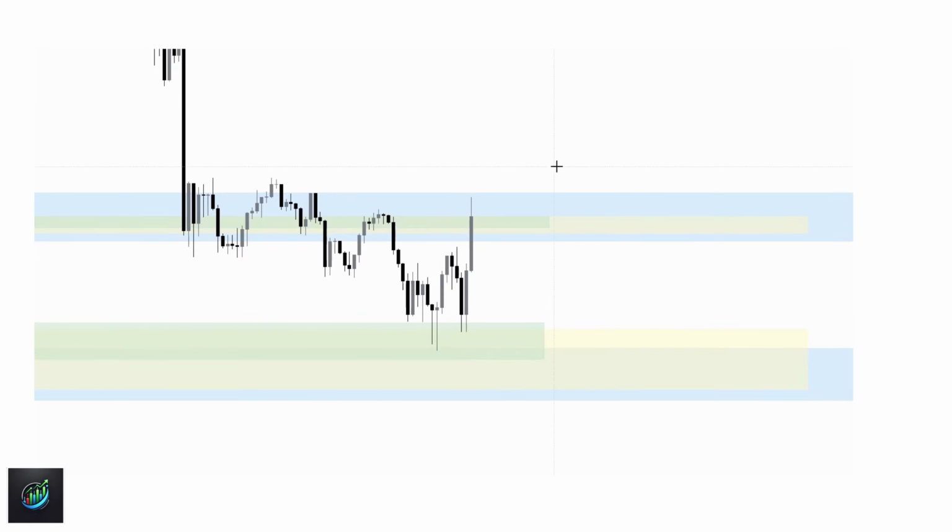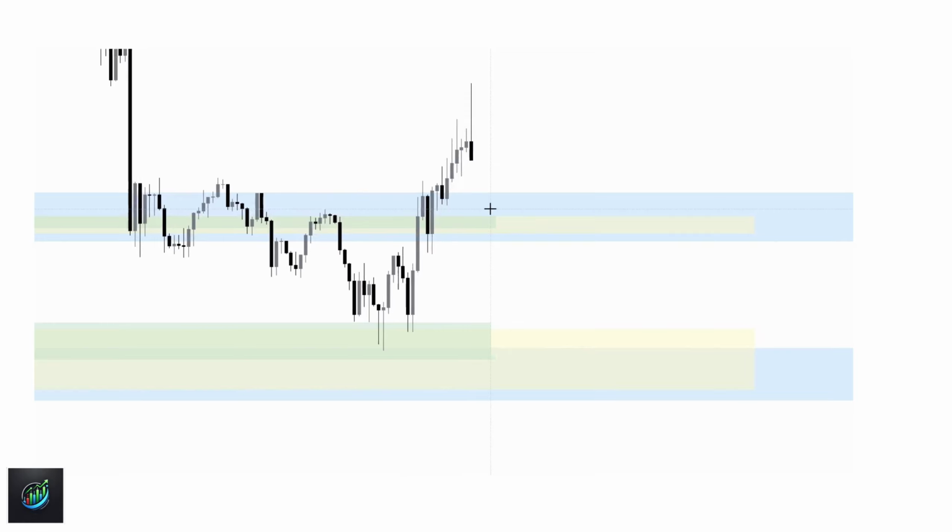But since we're using type 2, we will wait until this high gets successfully broken to the upside. We can see price rallying to the upside. So we can see that we now have a valid break of structure right here.